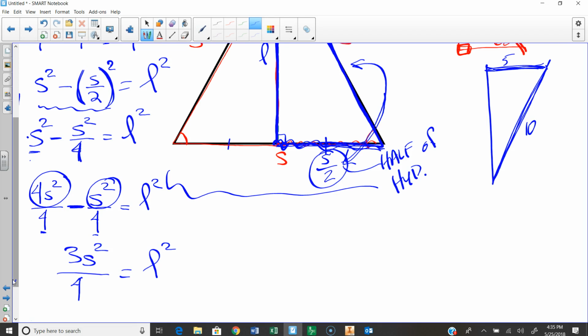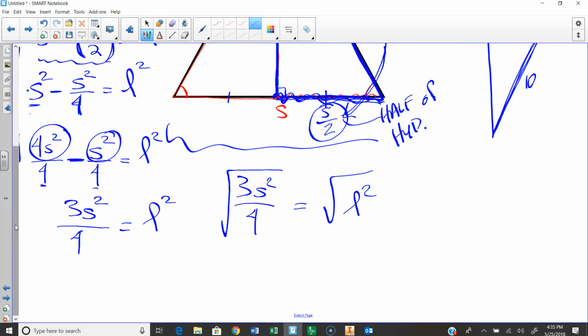Now I'm going to take the square root of both sides. So I have the square root of 3s squared over 4 equals the square root of L squared. Well, that just means that this all boils down to L. In fact, I'm going to write it over here. I can break it up over all of these. I can write that as the square root of 3 times the square root of s squared over the square root of 4. You're welcome to break up the square root over division and multiplication.